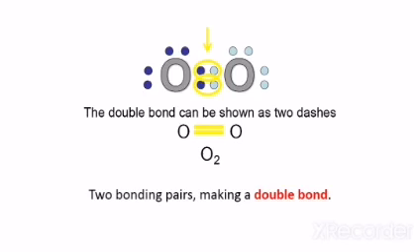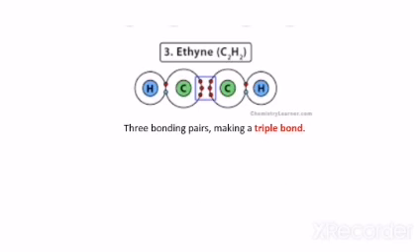This is a double bond. It is a double covalent bond. What about triple covalent bond? In this case, carbon has 4 valence electrons.